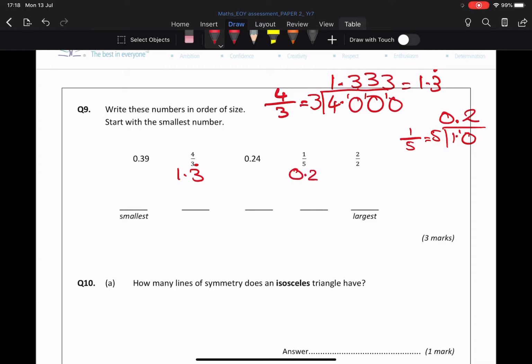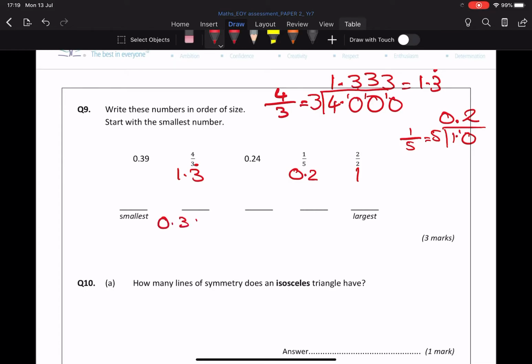The next one, 2/2, think about it. 2/2 is just a division. 2 divided by 2 is 1. 1.0 if you wanted it to be a decimal. When you then need to put those in order from smallest to largest, again, at this point you might be able to fill that in easily. If you can't do it so easily, you can write them as a column.